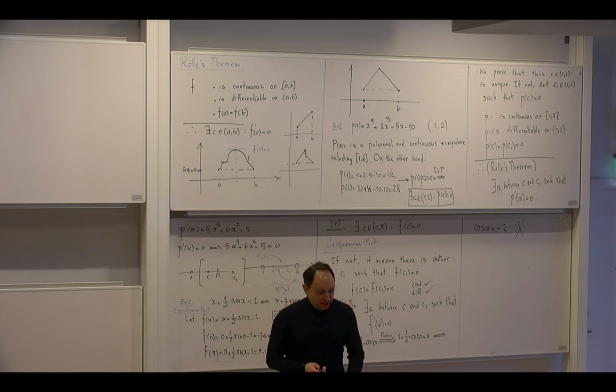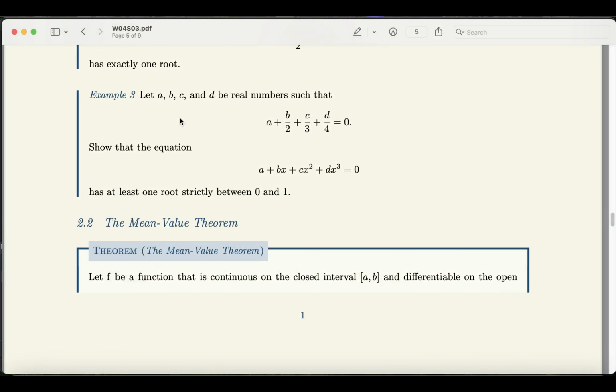Let me keep example number 3, but I just want to mention that example number 3 is a hard question. You have to be more creative. You see, I want to use Rolle's theorem not to prove the uniqueness. Let A, B, C and D be real numbers such that I have this property. Show that this equation has at least one root strictly between 0 and 1.